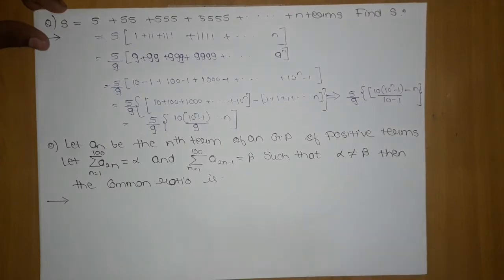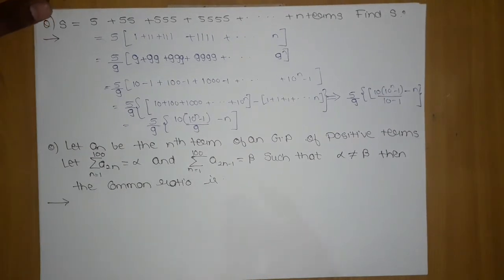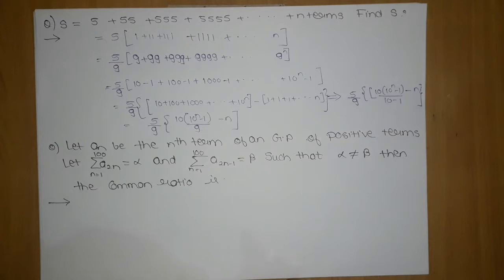Okay, of positive terms, let the summation n equals 1 to 100 of a_2n equal alpha, and the summation n equals 1 to 100 of a_(2n-1) equal beta, such that alpha is not equal to beta. Then the common ratio is, okay, we want to find the common ratio. They have given us the summation values.